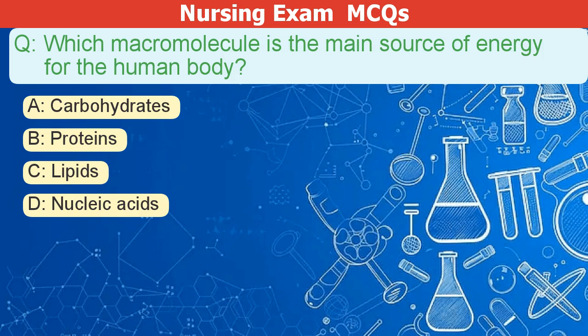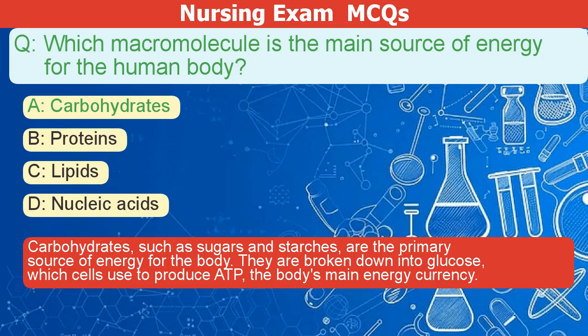Which macromolecule is the main source of energy for the human body? A. Carbohydrates. B. Proteins. C. Lipids. D. Nucleic acids. The correct answer is A. Carbohydrates, such as sugars and starches, are the primary source of energy for the body. They are broken down into glucose, which cells use to produce ATP, the body's main energy currency.